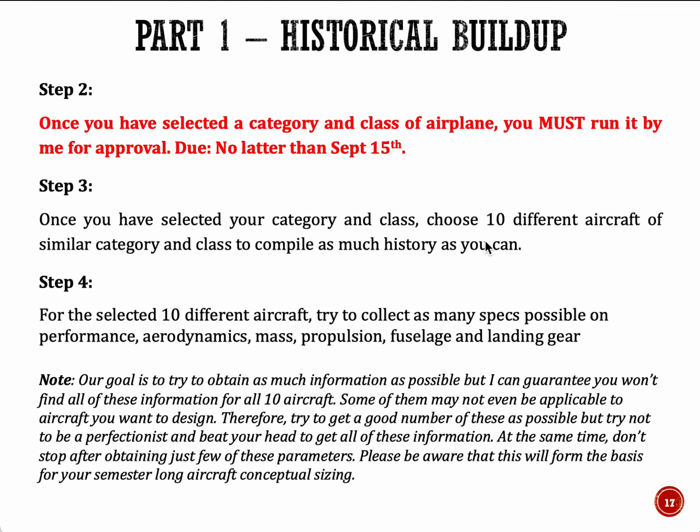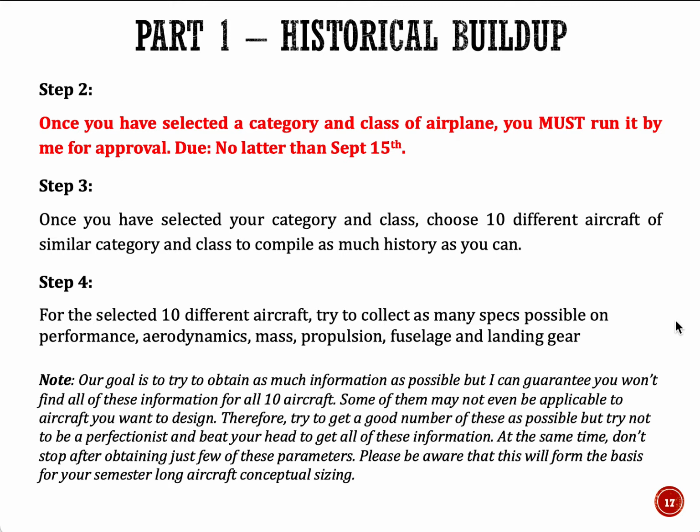Okay, so now we'll talk about what that history is that you want to collect, but you have to be able to identify 10 different aircraft. For example, if you're designing a fighter, you look at all the fighter aircraft that exist, F-14, F-15, some of the F-series aircraft, then you can collect data on them and be able to identify if there are any gaps.